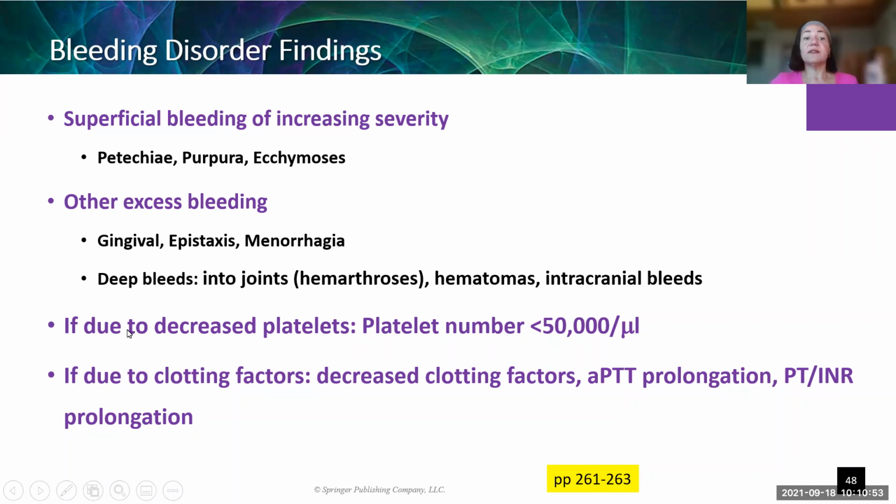If the bleeding disorder is due to a problem with the platelets, you'll see a big decrease in the platelet number, below 50,000. And if it's due to a clotting factor, you can test the clotting factors and you'll see a decrease in the number of those. And then with the two clotting tests, the activated PTT is longer, and with the PT/INR there's prolongation, it takes longer to form a clot. And again, that's covered on pages 261 to 263.